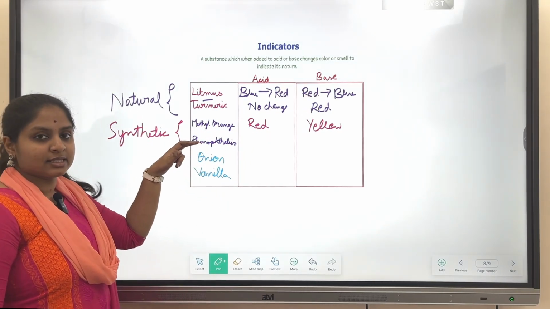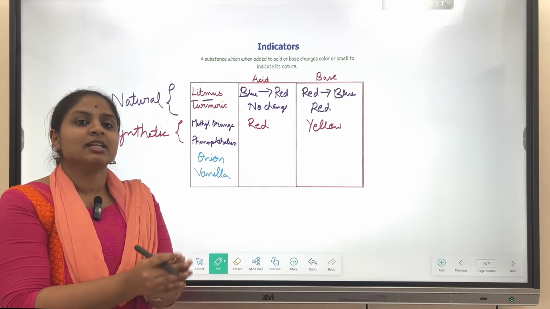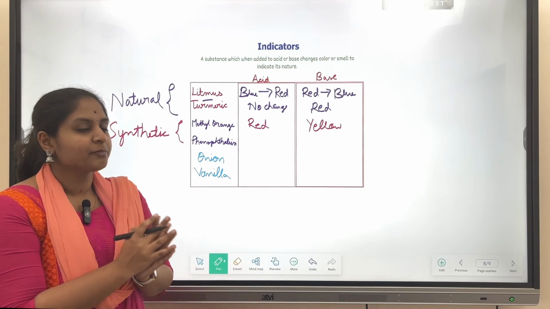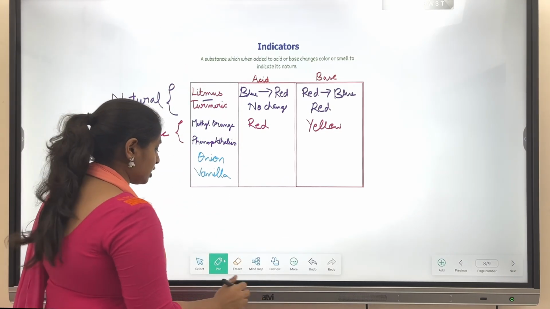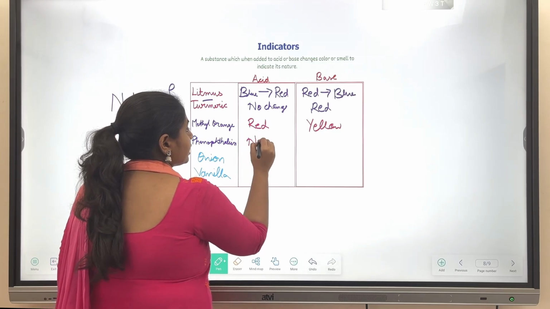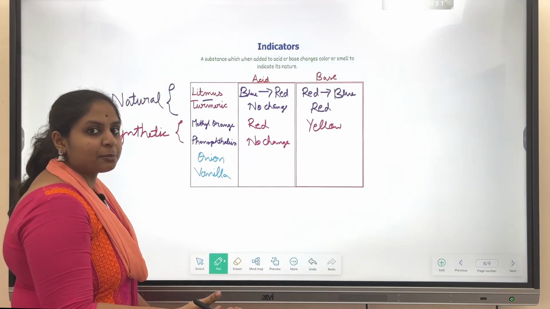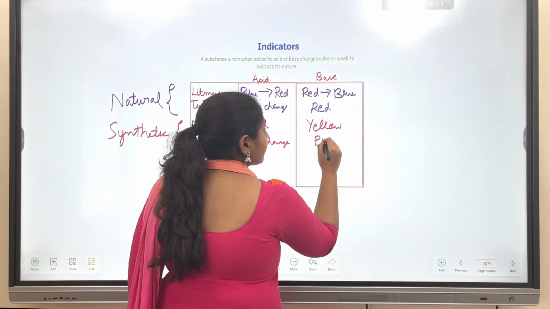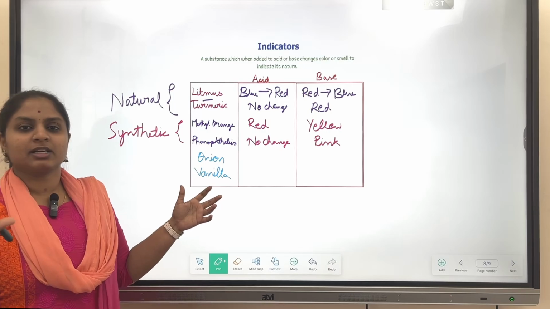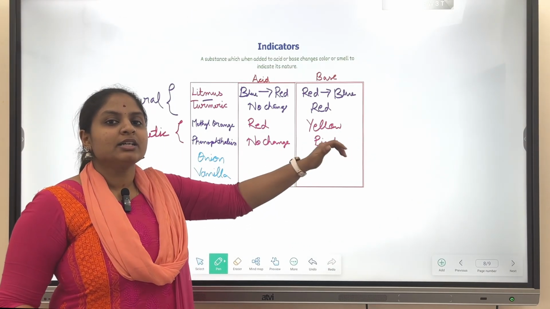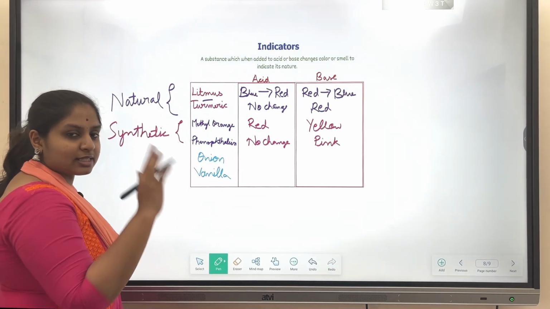The second example of a synthetic indicator is phenolphthalein. A normal phenolphthalein solution will be purple, magenta in color. But when you add this magenta solution into an acid, there will be no change at all. But the same solution, when we add it to a base, will become pink. Remember, phenolphthalein was purple or magenta, a dark purple color. The dark purple color became pink. That will conclude that it is a base. These are some of the examples of synthetic indicators.